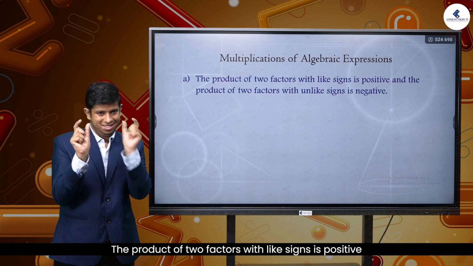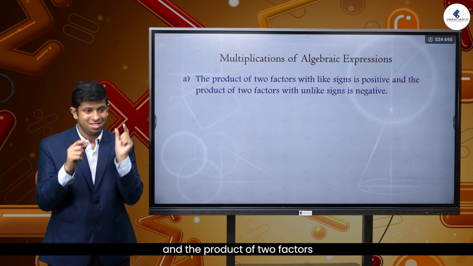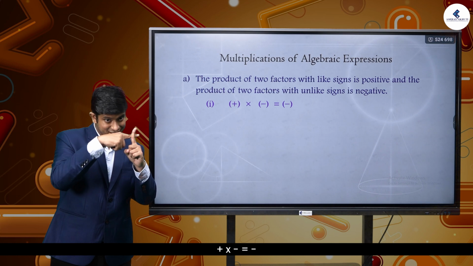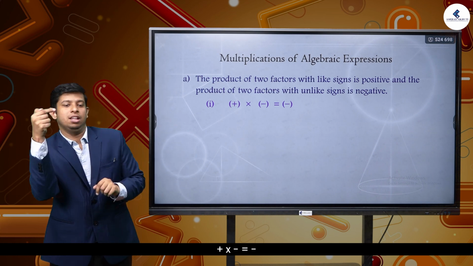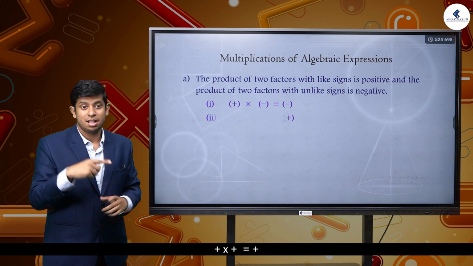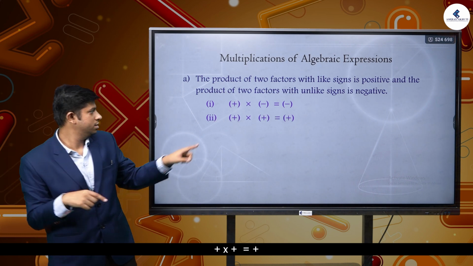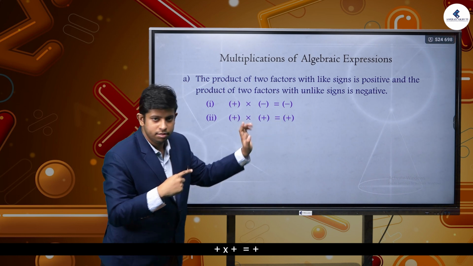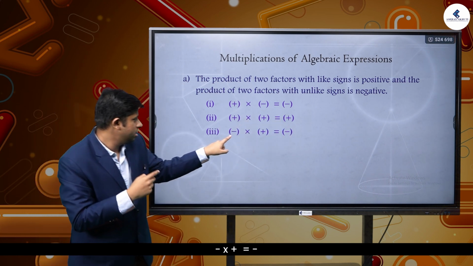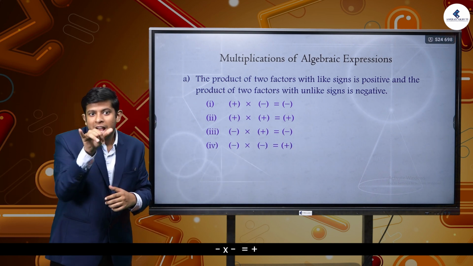The product of two factors with like signs is positive and the product of two factors with unlike signs is negative. Plus into minus is equal to minus. Plus into plus is equal to plus. Minus into plus is equal to minus. Minus into minus is equal to plus.